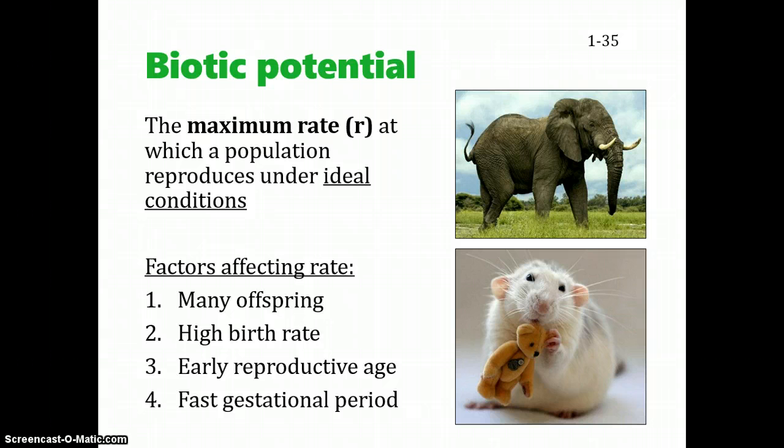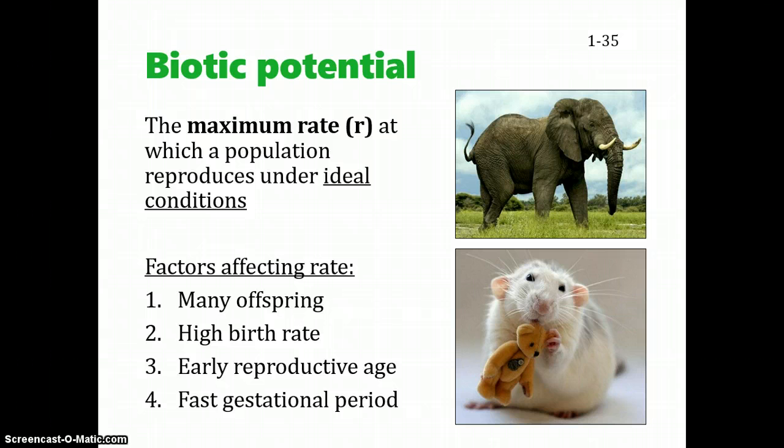However, a mouse, you'll see that they have 5 to 6 baby mice per litter. They'll have 5 to 6 litters a year. They start reproducing at about a month in age, and their gestational period, or the length of their pregnancy, is about 2 weeks. So their R is a lot higher because their population can reproduce a lot quicker.